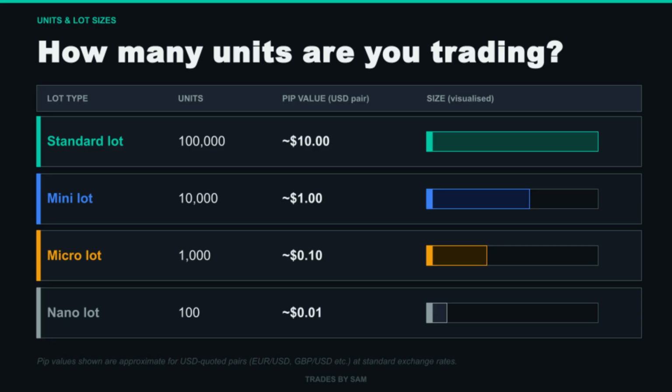This is why lot size is one of the most important decisions you make before entering a trade. It's not just about direction, it's about how much each pip movement is actually going to affect your account.